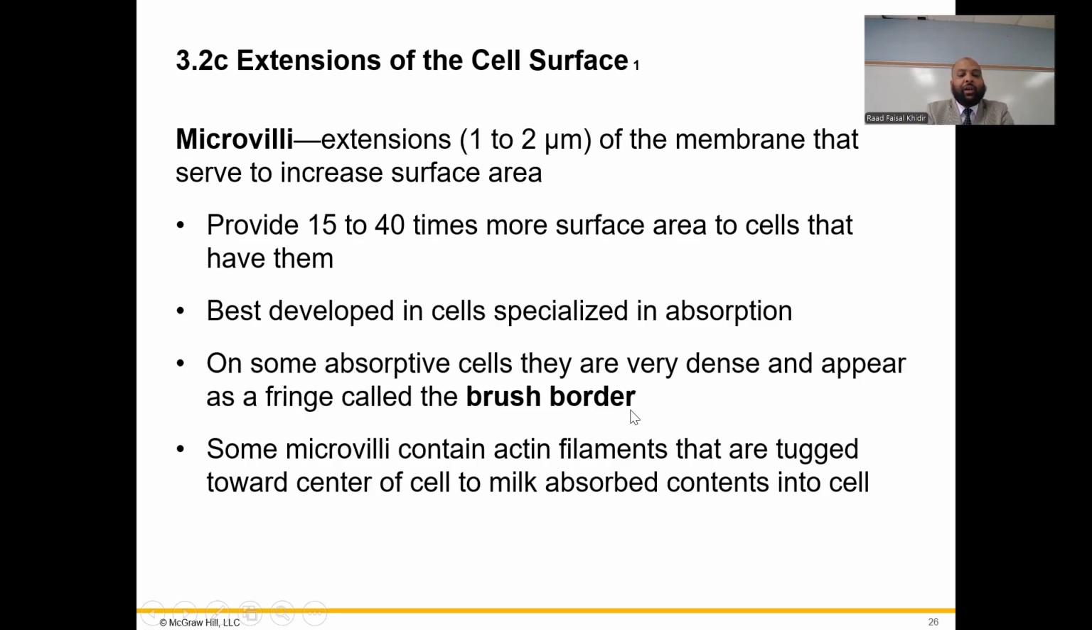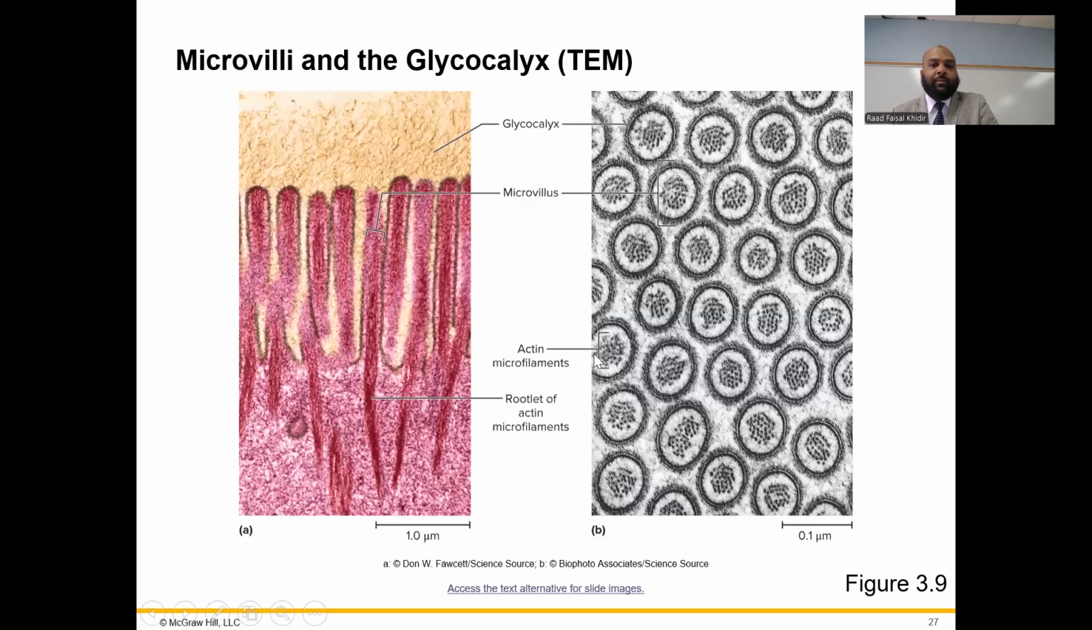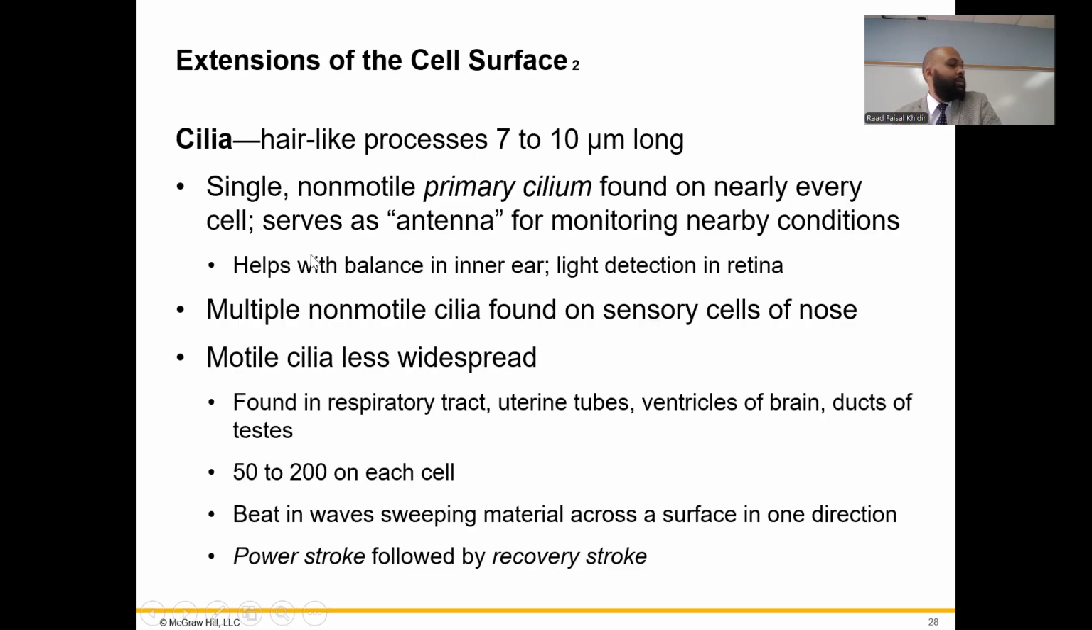Some microvilli contain actin filaments that are tugged toward the center of the cell to milk absorbed contents into the cell. So that shows you the glycocalyx, and you see the microvilli, they are like evaginations. They have actin microfilaments, and you see the microfilaments, and these are the evaginations. These are your microvilli.